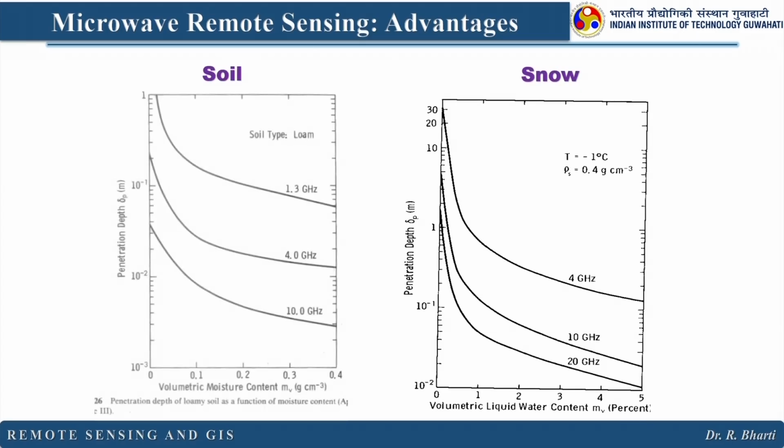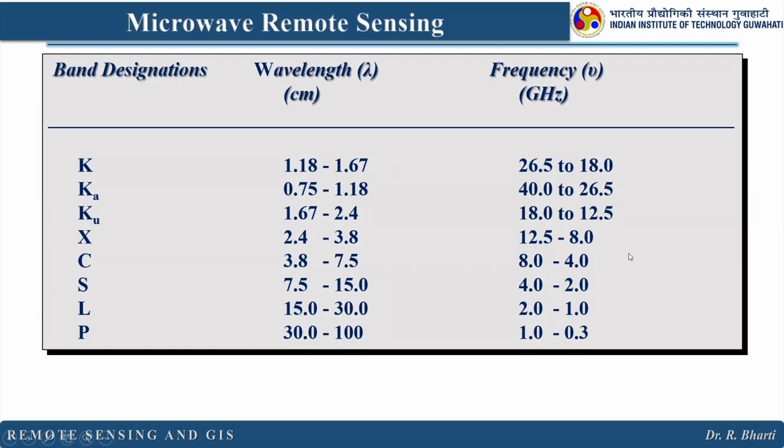Here you can see the penetration depth for soil. This is the volumetric moisture content. So when you are having more moisture content, your penetration will be less or more, that you can see from here. In case of snow also, as you are increasing the volumetric liquid water content, then the penetration depth will change, right.